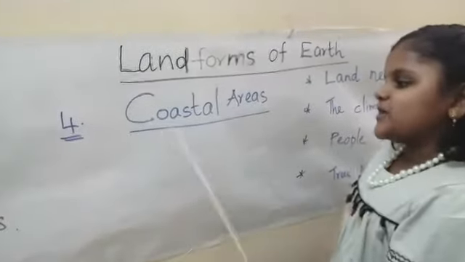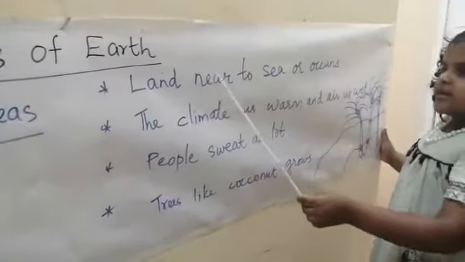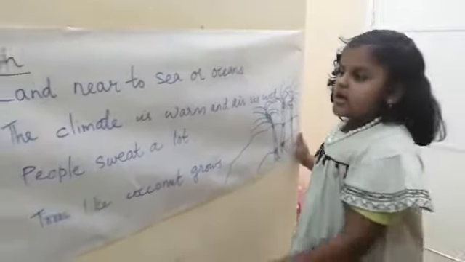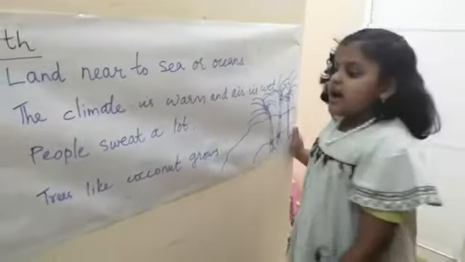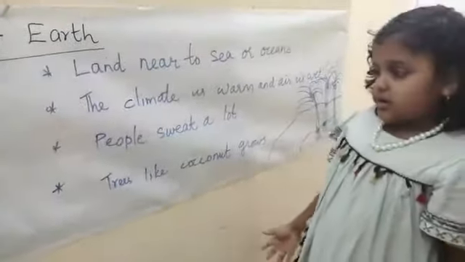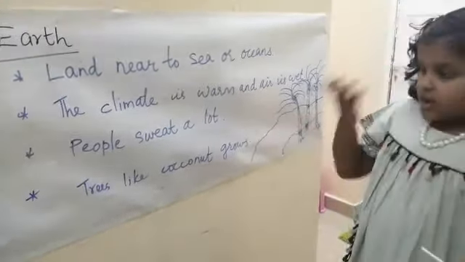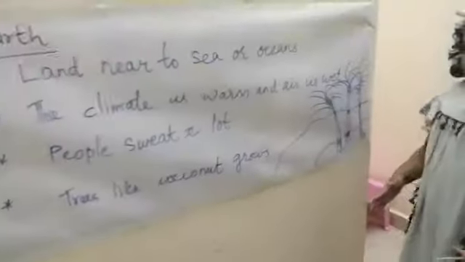Number 4, coastal areas. Land near to sea or oceans is called coastal areas. The climate is warm and the air is wet in coastal areas. This is because in coastal areas people sweat a lot, even though the coastal areas are near the sea or ocean. Trees like coconut trees grow well in these coastal areas.